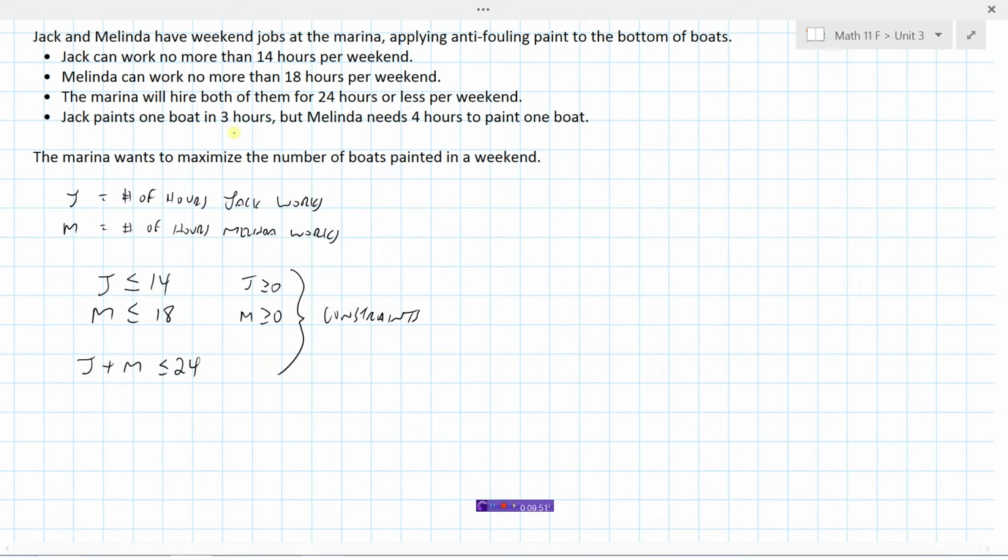And then what we want to have happen here is we want to maximize the number of boats that are painted in a weekend. Well, we know that Jack paints one boat every 3 hours and Melinda paints one boat every 4 hours. So that means that the number of boats, let's call that B, so B is the number of boats painted.